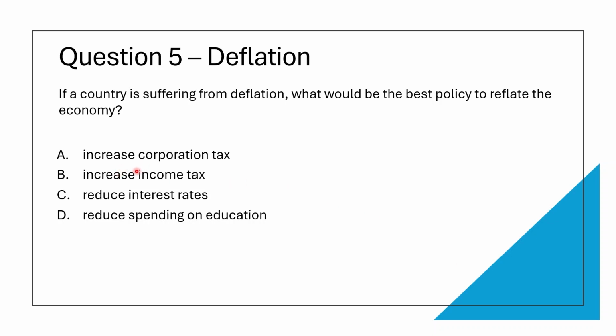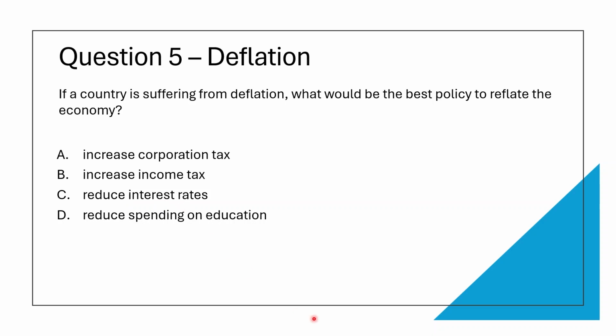The first option says increase corporation tax. Increasing corporation tax would reduce investment, which will actually lower aggregate demand. So option A is incorrect. Increasing income tax reduces disposable income, which would lower consumption and hence aggregate demand. So even B is not possible. If we reduce spending on education, it means government spending decreases, which will also reduce aggregate demand. So D is incorrect. That leaves C, reduce interest rates.